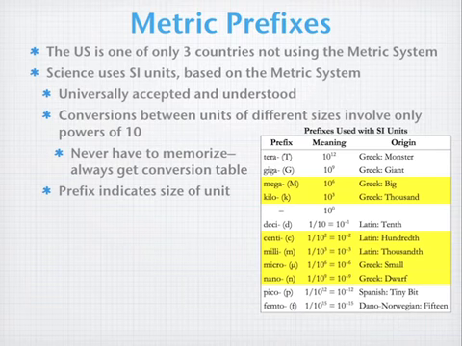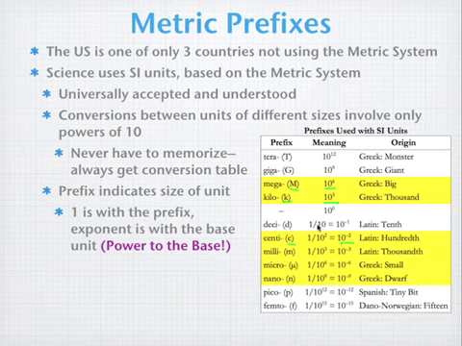And as you can see, the prefix is indicated by a number that gives it its size. So M for mega is 10 to the minus 6. By the way, the ones in yellow are the more common ones we're going to run into. K for kilo is 10 to the third. Centi is 10 to the minus 2, and so forth.